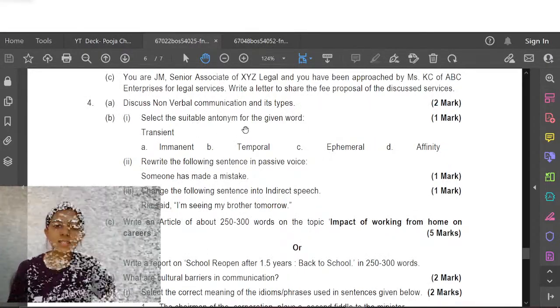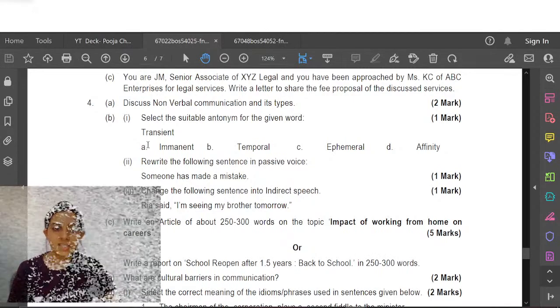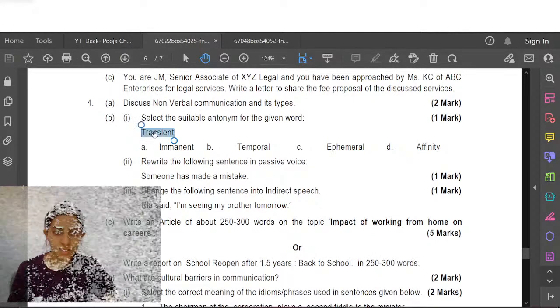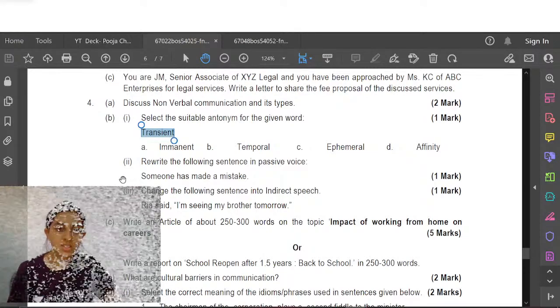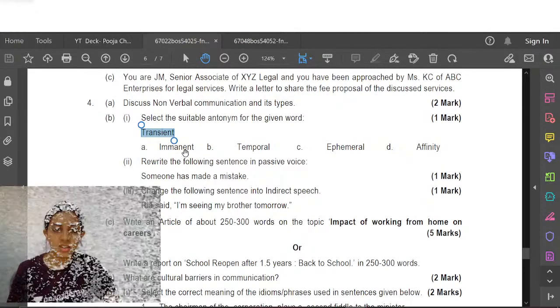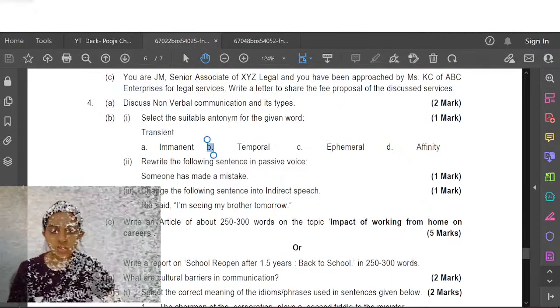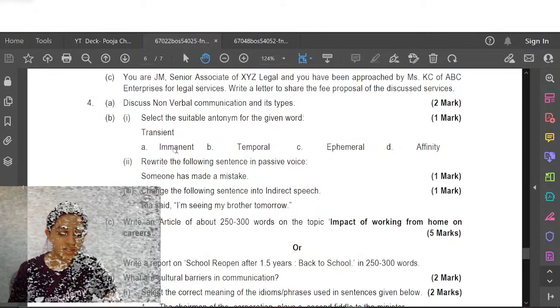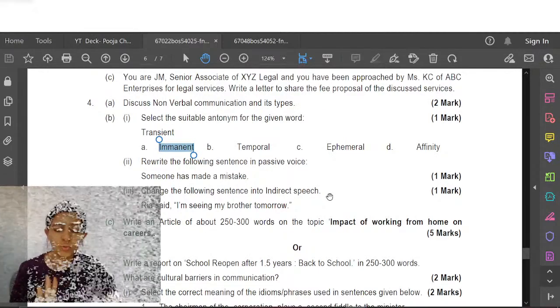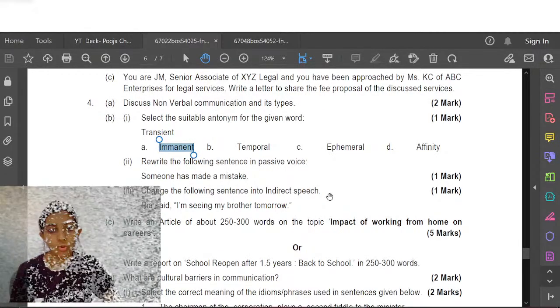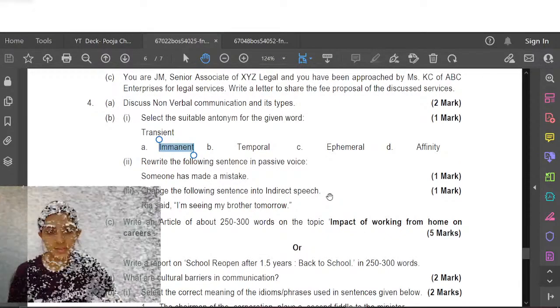Select the suitable antonym for the given word. Transient. Transient means something which is temporary. Immanent means something which is the opposite of the same. So the correct answer is immanent. Assuming you again don't know this, don't fret. Even if you don't know vocab, you're still good to go. You will still be able to score easy marks.